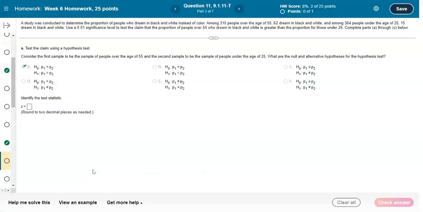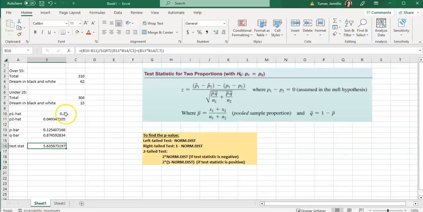So let's look at the question and see how many decimal places they wanted us to round to. This says to round to 2 decimal places. So as always, this is way more than 2 decimal places. If we go to the Home tab and come over here, this will let us increase or decrease the number of decimal places being shown. So we can decrease this down till we just have 2 numbers after the decimal point. 5.64 is going to be the test statistic here.